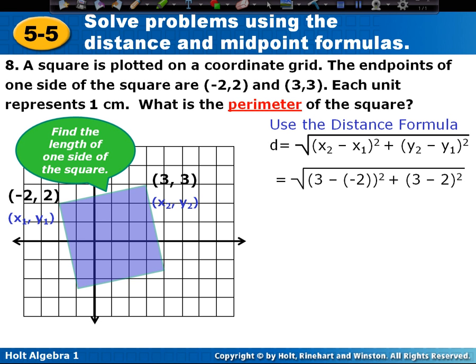So I'm going to plug my numbers in. I have the square root of (3 minus -2) squared plus (3 minus 2) squared. Again, these 2 negatives right here are going to turn into a positive. So I'm going to do what's inside parentheses first, and I get the square root of 5 squared plus 1 squared.